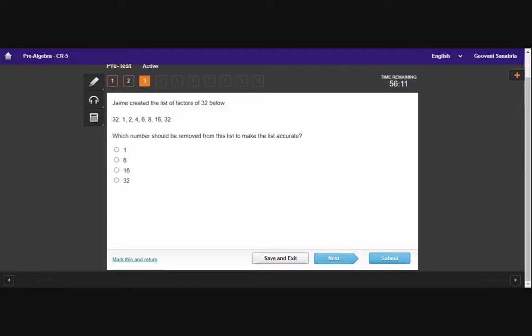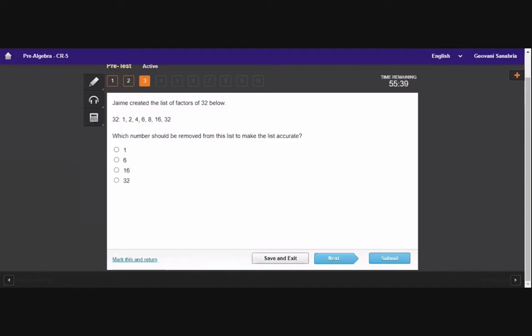Jamie created a list of the factors of 32. So these are all the things that you can divide 32 by. Which numbers should be removed? 32 divided by 1 gives you 32. 32 divided by 2 gives you 16. I would say 6, because 32 divided by 6 is a decimal.